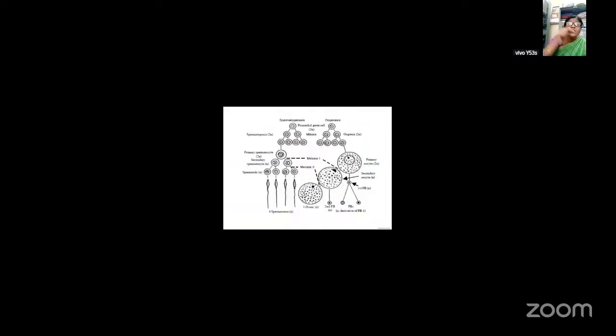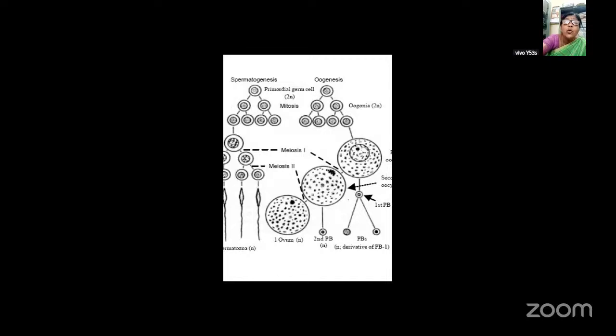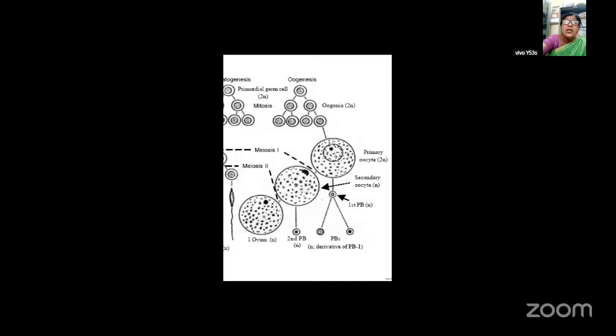Another diagram is there. Here also you have seen the same oogenesis. Now these are all the oogonia, which are called the primary germ cells. Now they will undergo mitosis. In this oogonia, the first mitotic division and second mitotic division, two successive divisions will be there. So first 2 cells will be formed, then again 4 cells will be formed, as you have seen in spermatogenesis. Here it is the same. Then what happens? After mitosis, it will undergo the meiotic division.